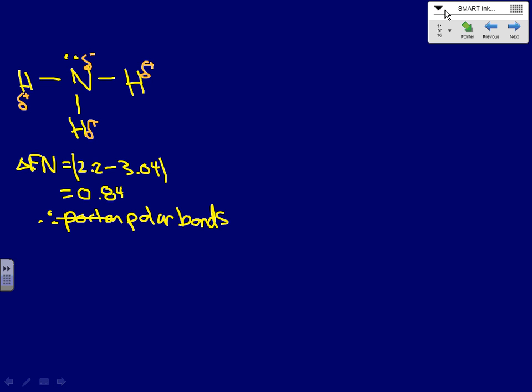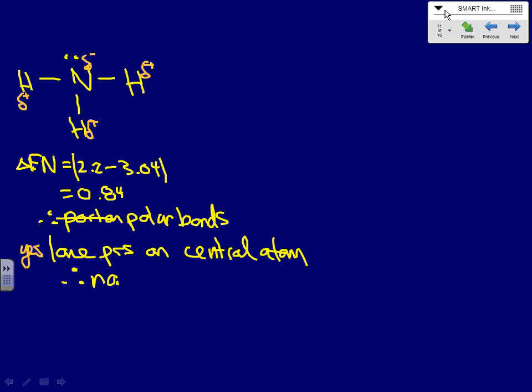So, once we've got polar bonds, we observe lone pairs on the central atom. Therefore, what does that tell me about the symmetry? That it's non-symmetrical. Therefore, non-symmetrical. If it's non-symmetrical, those dipoles won't cancel out.